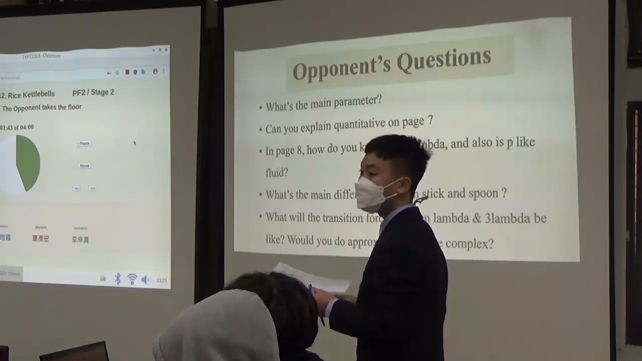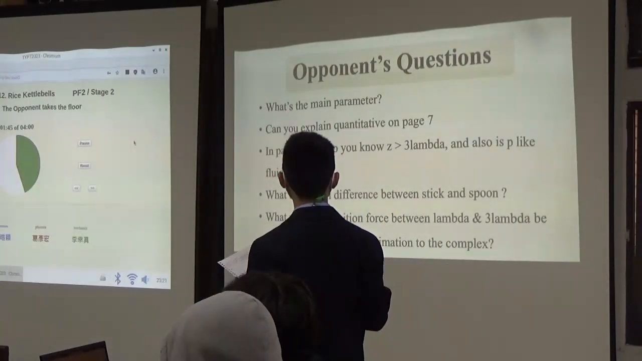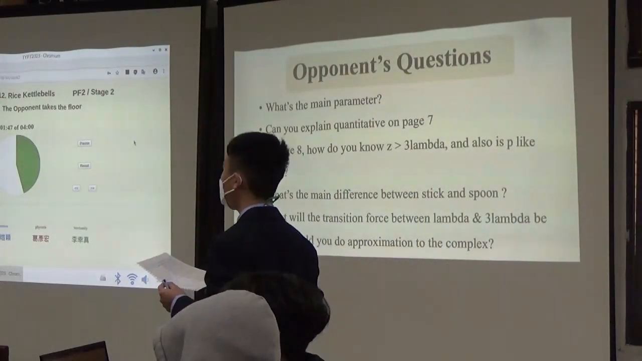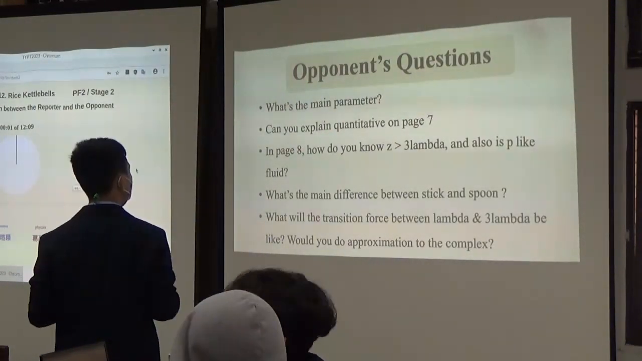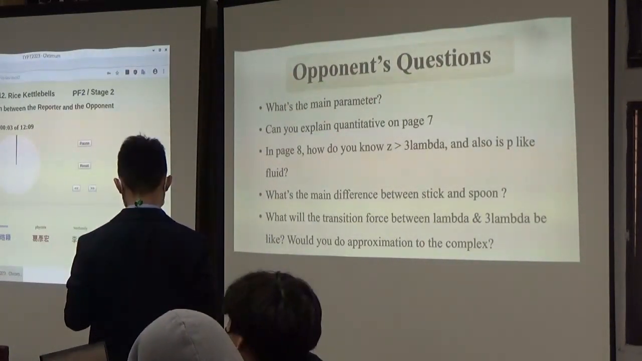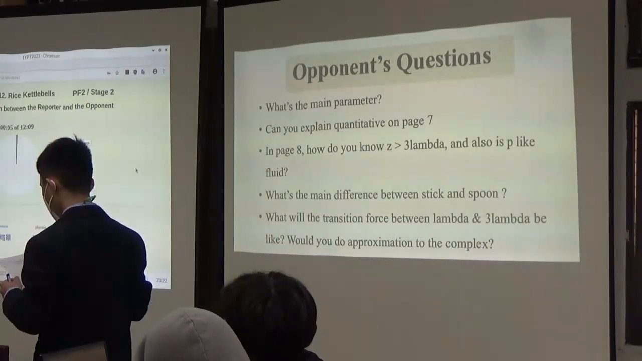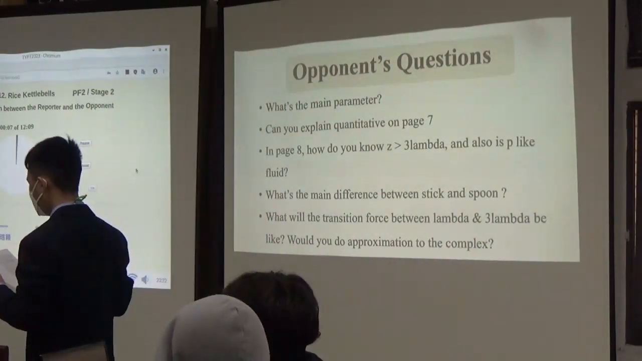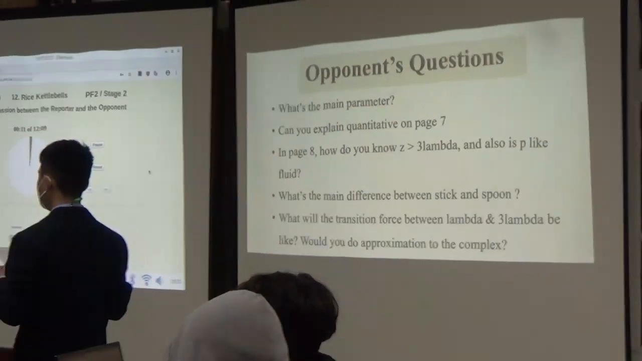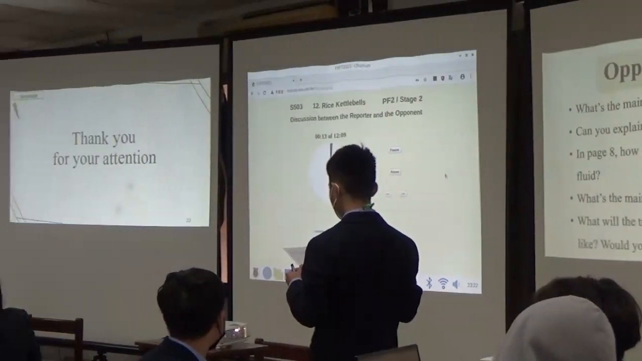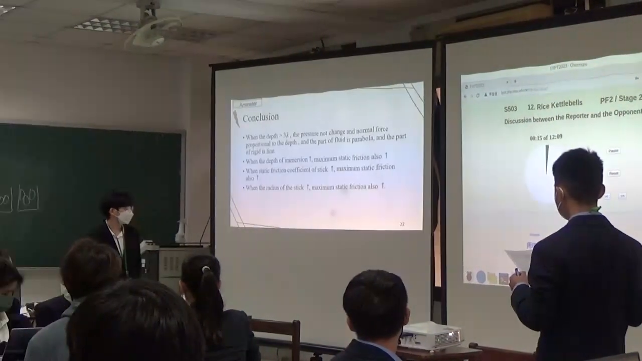Okay, so I would like to ask some questions. We can start in the discussion section. First, you think that the pressure-depth graph has a limitation, right? In page 7. Yes. Okay.